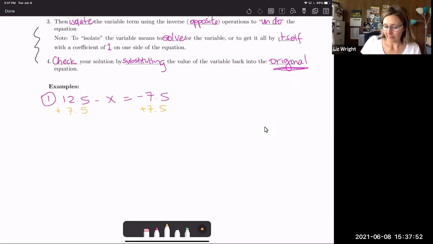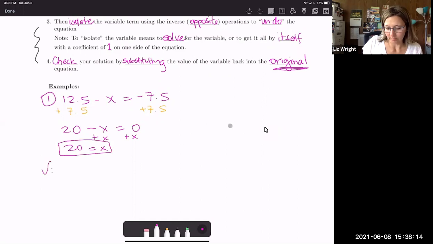So if we get this, 12.5 plus 7.5 is going to give us positive 20 minus x equals, what do we get over here? We get a big fat 0. Now let's add our x to this side. And we're going to get 20 equals x. And that's our answer. And now we're going to check it.